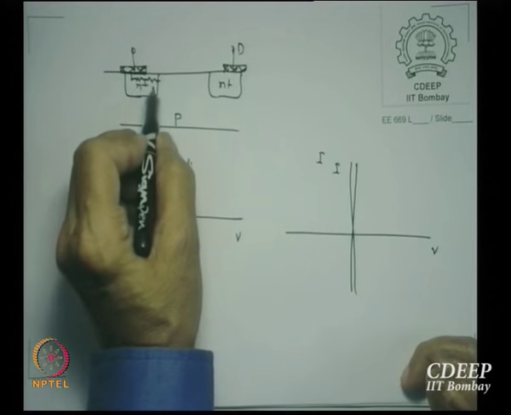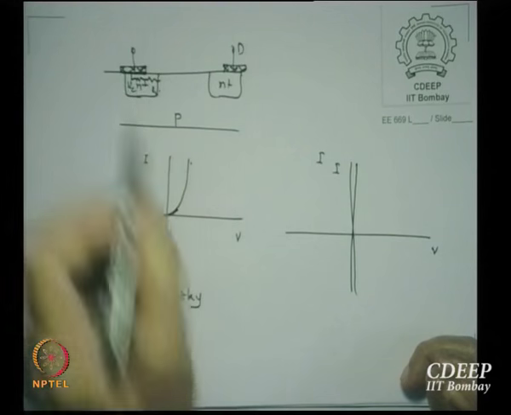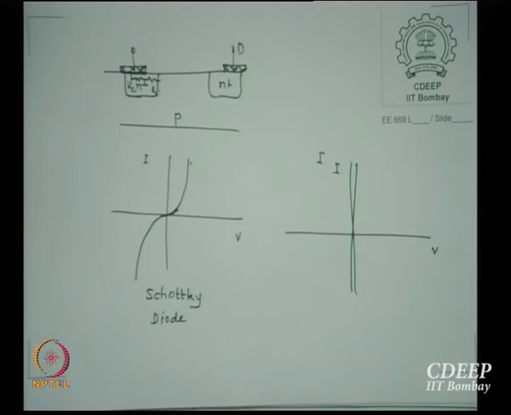This R of N plus and R contact are in series, and R contact may overrule the R of N plus. Why is R of N plus even smaller? Because the area there is very high; source and drain areas are much higher than the contact area. So in some sense, if rho L by area increases, the resistance goes down.